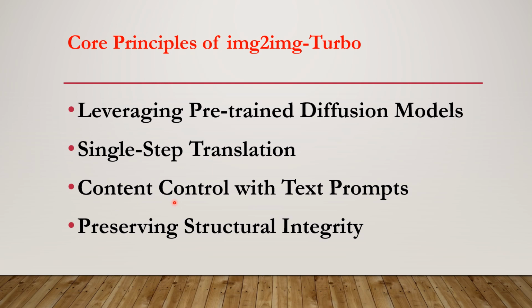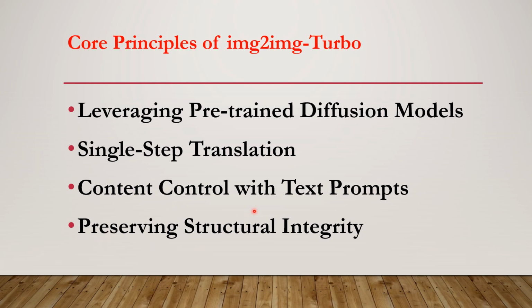Then there is the content control with text prompts. So users can still guide this image translation process by providing text prompts that describe the desired outcome. For instance, a prompt like "daytime scene" can transform an image from a night scene to a day scene. So this text-based conditioning allows for precise control over the content of these translated images.